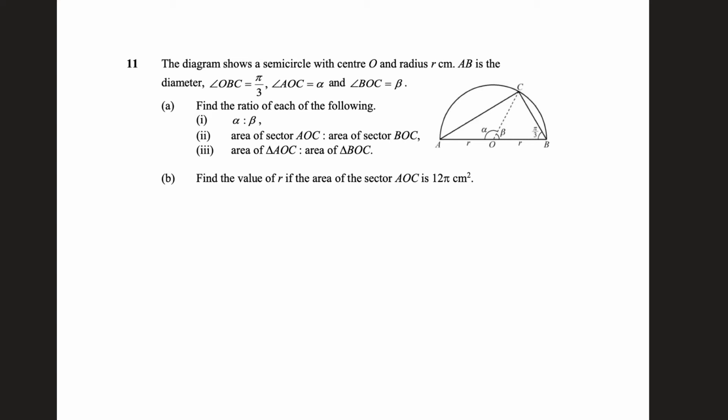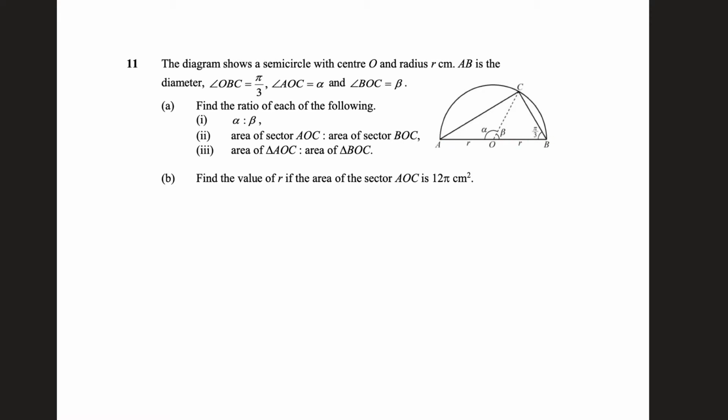Question 11. This question requires a lot of analysis, so let's jump right in, and I'll take you through to analyze the whole diagram. The diagram shows a semicircle, so that tells me it's exactly half a circle, with center O, radius R. And AB is the diameter.